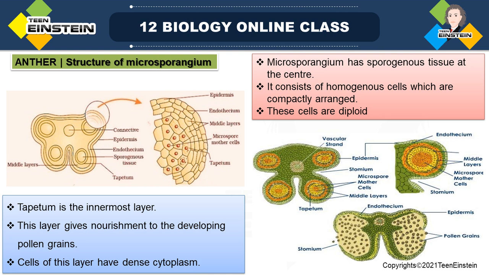And the microsporangium has sporogenous tissue at the center. At the center of this microsporangium, you can see sporogenous tissue, and this consists of homogeneous cells which are compactly arranged. These sporogenous cells are diploid cells. Got it?